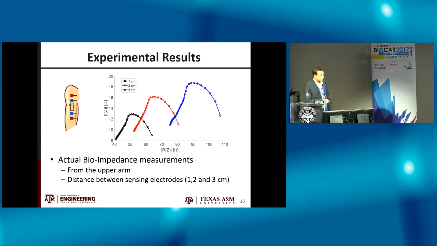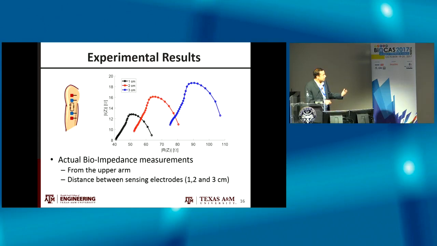These are the experimental results that we have done on human subjects. We have placed the electrodes on the upper arm using wet electrodes. The spacing between these electrodes is around 3 or 4 centimeters. Then we have measured the bioimpedance spectroscopy by varying the distance between the sensing electrodes between 1, 2, and 3 centimeters. The blue curve is for 3 centimeters, the red for 2, and the black for 1 centimeter. As we can see here, the Nyquist plot is very similar to the ideal case, especially at the low frequency part, which is this part.